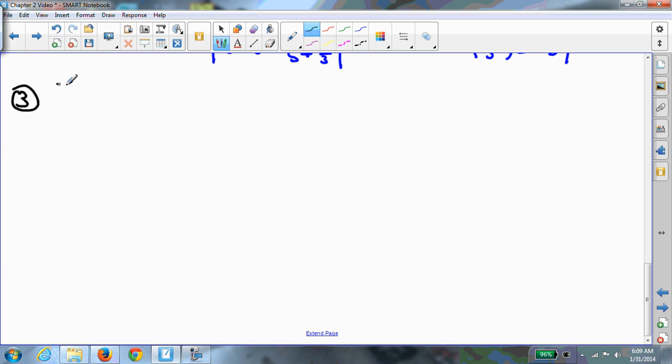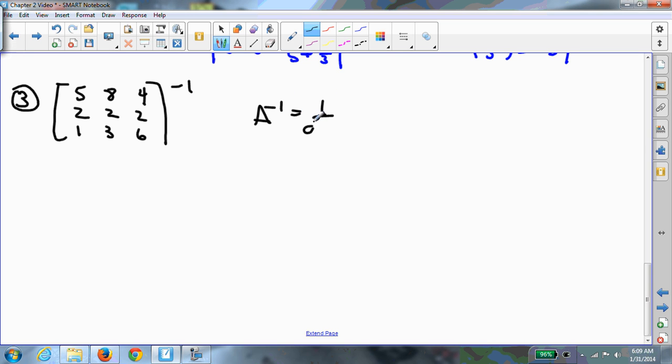Last time I'll write this matrix, promise. 5, 8, 4, 2, 2, 2, 1, 3, 6. So one way we learned about calculating the inverse, and it works best with a 3 by 3 matrix, is that A inverse equals 1 over the determinant of A times what's called the adjoint of A.